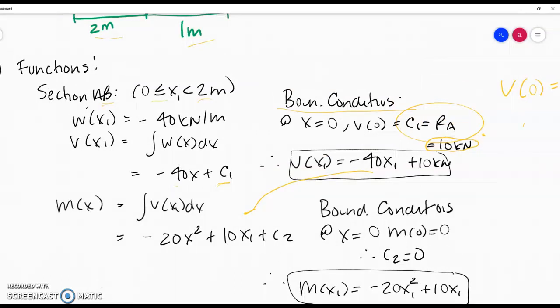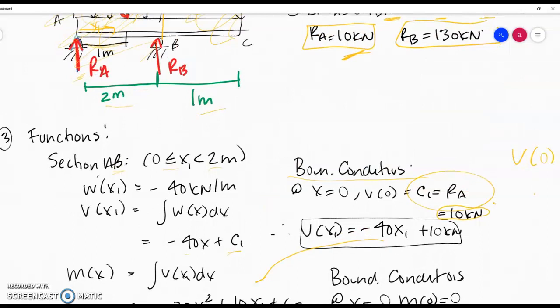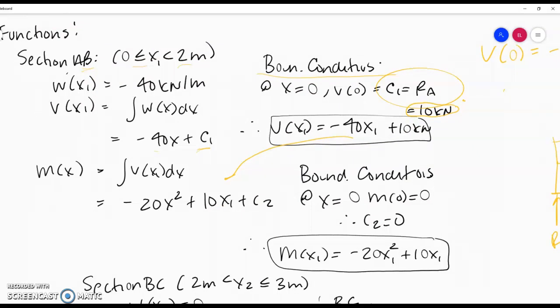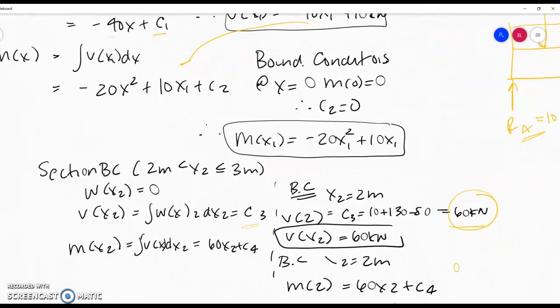Boundary conditions at x equals 0. Well, there is no moment, so therefore C2 is 0. So the equation for M1 is minus 20x squared plus 10x. For the next section, the distributed load function is just 0, right? It's a concentrated load. Take the integral, you just end up with C3.